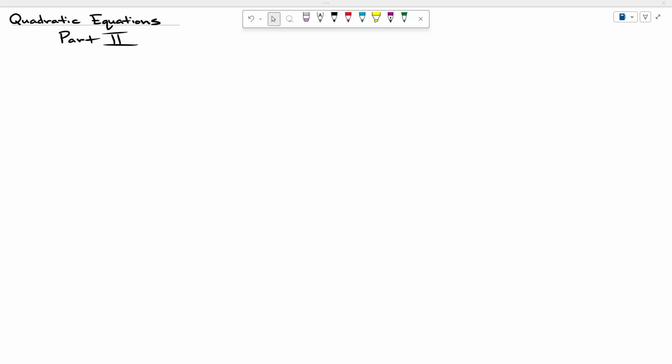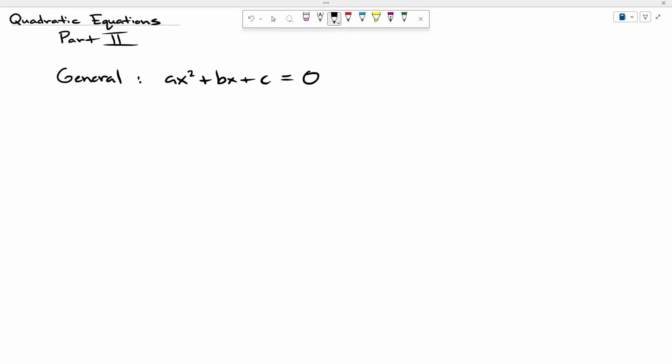In this lesson, we're going to continue looking at quadratic equations. And as a reminder, for a quadratic equation in our general form, we'll have ax squared plus bx plus c equals 0. Right, so that's our general form for a quadratic. The highest exponent is 2, so it's called a second degree equation.